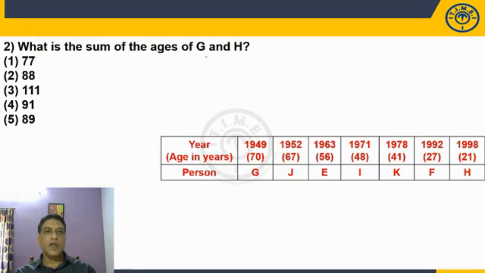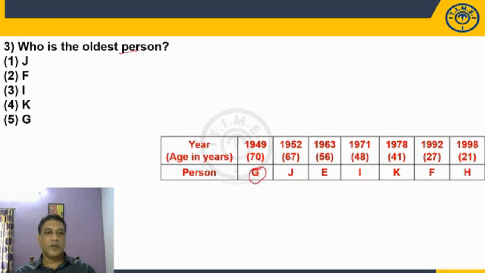What is the sum of the ages of G and H? G is 70 years old and H is 21 years old. So the sum of their ages is 91. Choice 4. Who is the oldest person? The oldest person is G. Correct? Choice 5. Answering the questions hardly takes any time. Once you complete the arrangement, each question takes hardly 1 or 2 seconds.